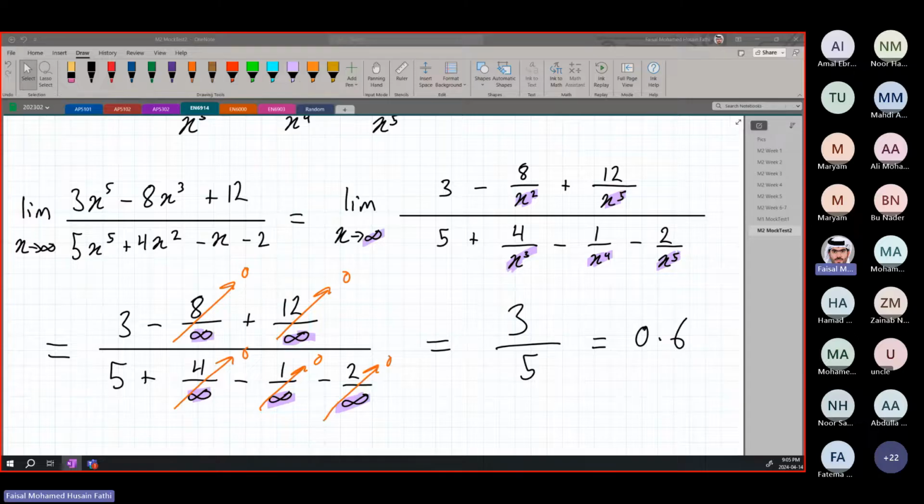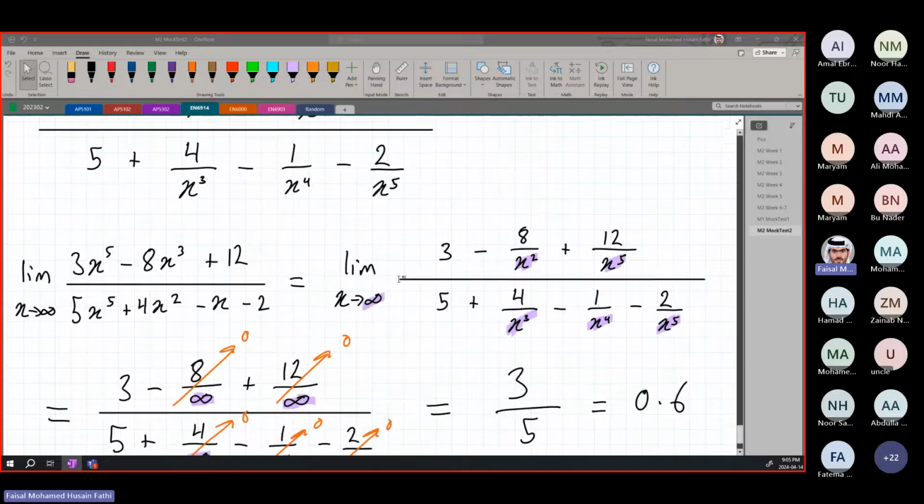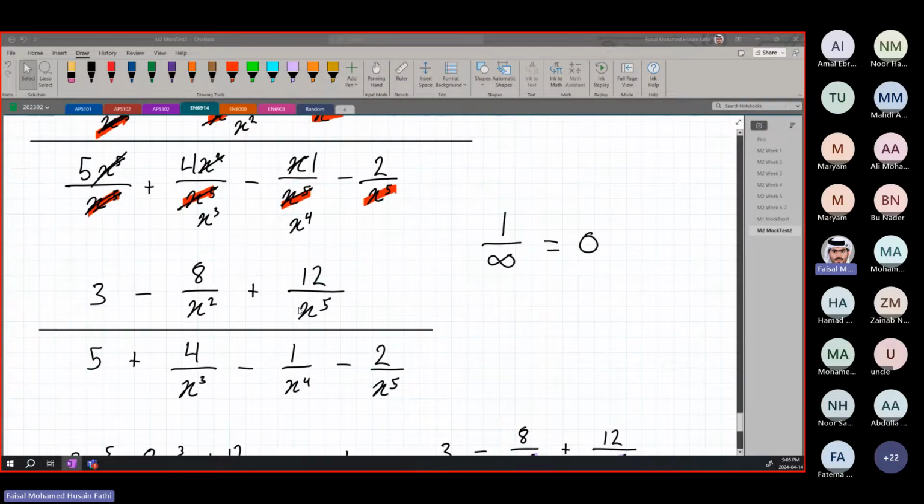What if you used 1 over x to the power of 5? What if I used 1 to the power? It's the same thing. When you're multiplying by 1 over x to the power of 5, it's the same thing as dividing by x to the power of 5. You're going to get the same answer. Tamam? So whatever you're more comfortable with.